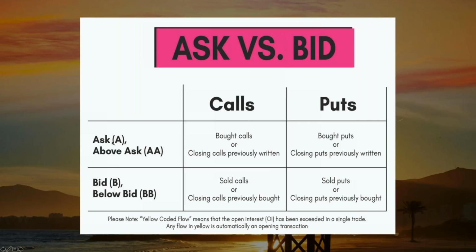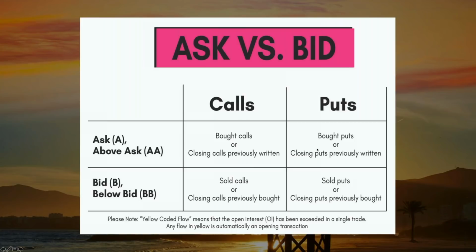When you have calls that come through on the ask side or above the ask, it is more than likely that someone has bought calls, or they are closing calls that were previously written. If somebody wrote calls to open and they're closing them, that could come through on the app. If you see a call sweep or block marked with a B or BB, that means that calls have been sold, meaning they've written those, or these are calls that were previously bought and are being closed out. So if I bought 100 contracts of Amazon and I close that out, that could potentially come through as a sweep.